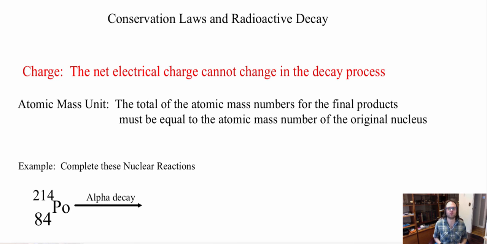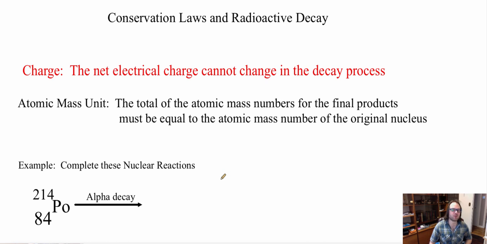Now before we get into computing decays, let's first look at two laws that we must understand. First is the conservation of charge. The net electrical charge cannot change in the decay process, meaning the sum of my original charges must equal the sum of my final charges, or the products. The next one is the conservation of atomic mass number, which means the total atomic mass number of my original must be the same as my final product. So the nucleon total can't change. That's not to say the atomic mass can't slightly change, but our mass numbers cannot change.